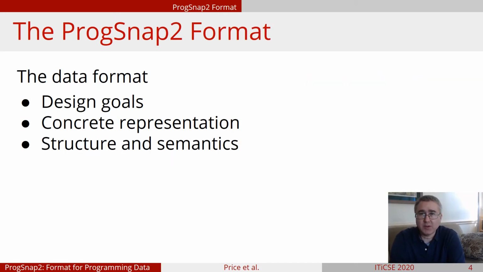My name is David Hovemeyer, and I am an associate teaching professor at Johns Hopkins University. We will look at three specific aspects of ProgSnap2: its design goals, its concrete data representation, and the structure and semantics of a dataset.